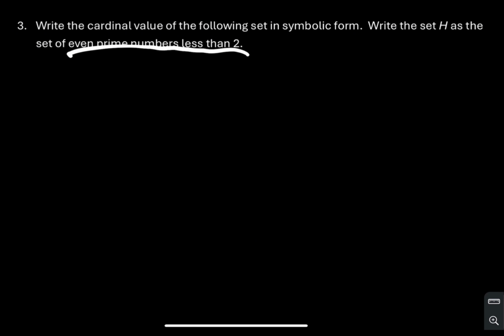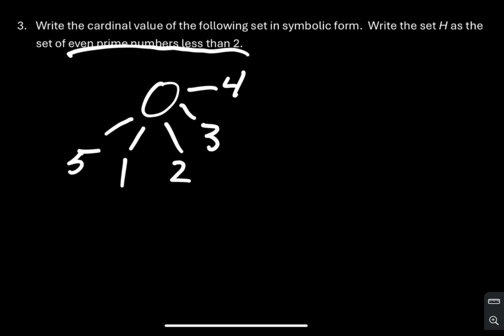So we just have to find out if 0 is a prime number. Now, remember, a prime number is a number that has two different factors that you can divide it by. So we can divide 0 by 1 and we'll get 0 back. But we can also divide 0 by 2. We can divide 0 by 3. We can divide 0 by 4. We can divide 0 by 5, and so on. So there's more than two different factors. So this means that 0 is not a prime number.